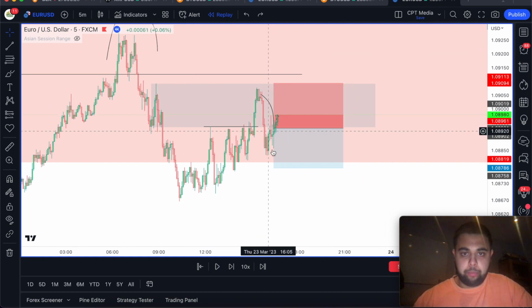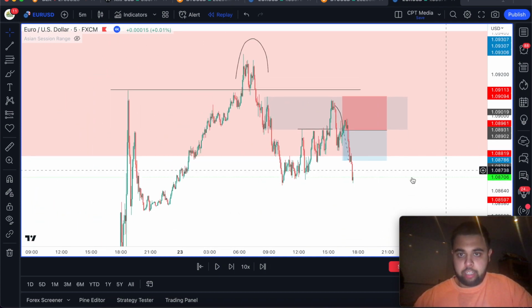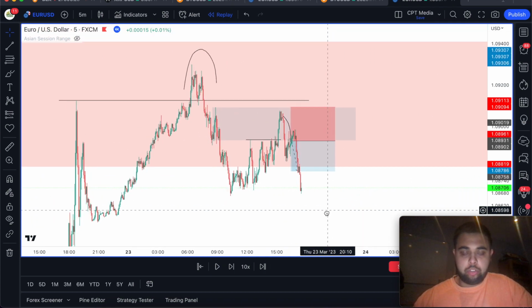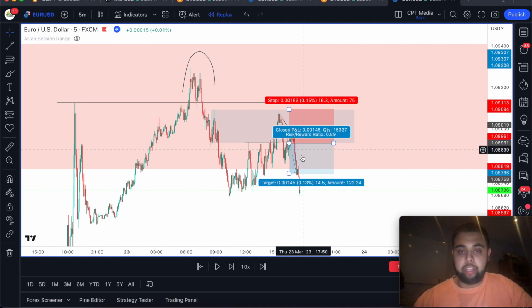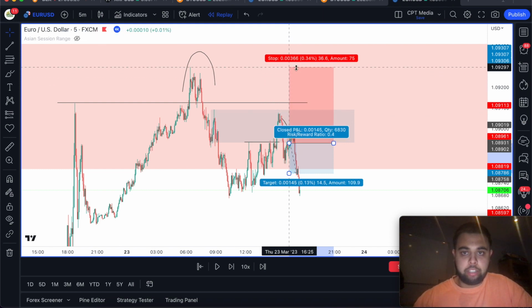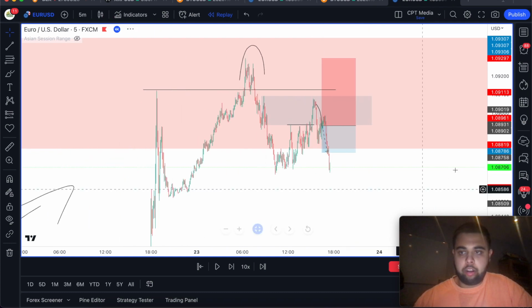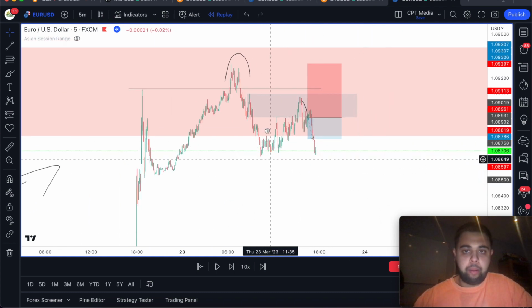There we go. Okay, pushes down, comes back to retrace. Okay, now that's the clean entry. So it depends on how you want to enter it. Intraday wise, my SL would be above this previous high. For swing, my SL would be above this high, right? Whichever way you want to trade it, intraday or swing, it's still valid.